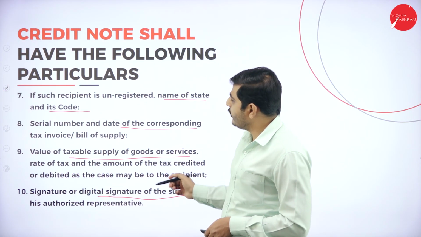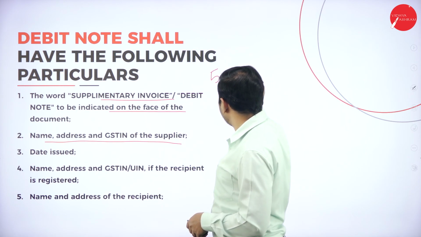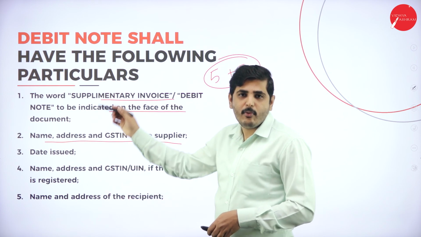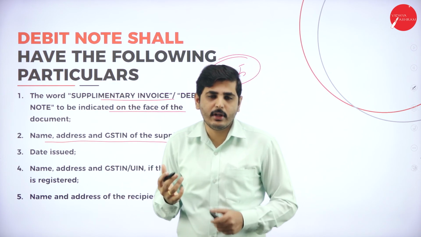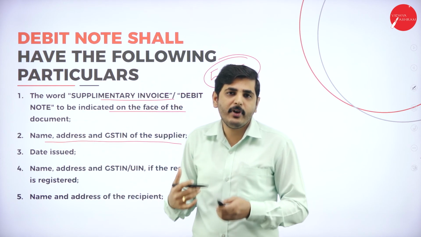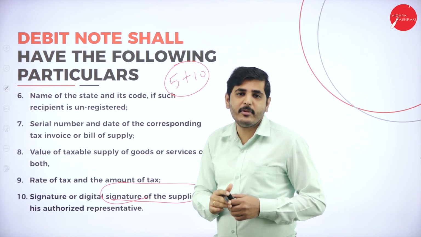So debit note and credit note will be asked for 5 or 10 marks. If they ask both debit note and credit note, 5 plus 5, it is 10 marks. Contents of debit note, 5 marks. Write a note on debit note, write a note on credit note. So we can expect this point for 5 or 10 marks. Very important questions. This question will be asked for 5 marks or 10 marks.